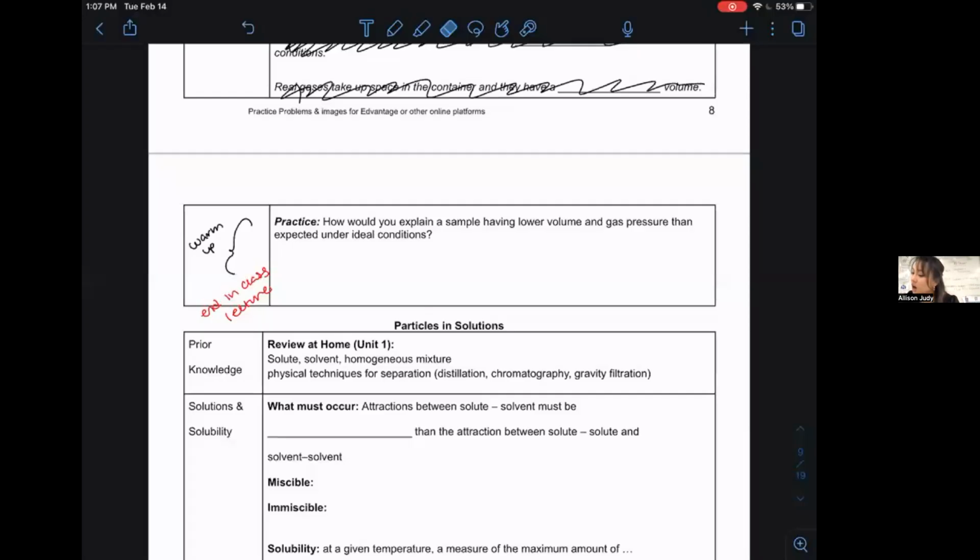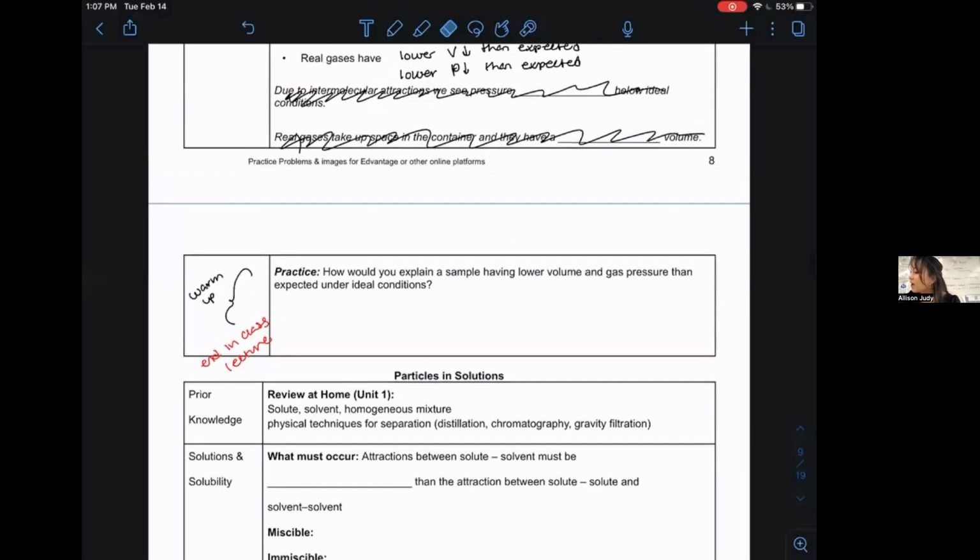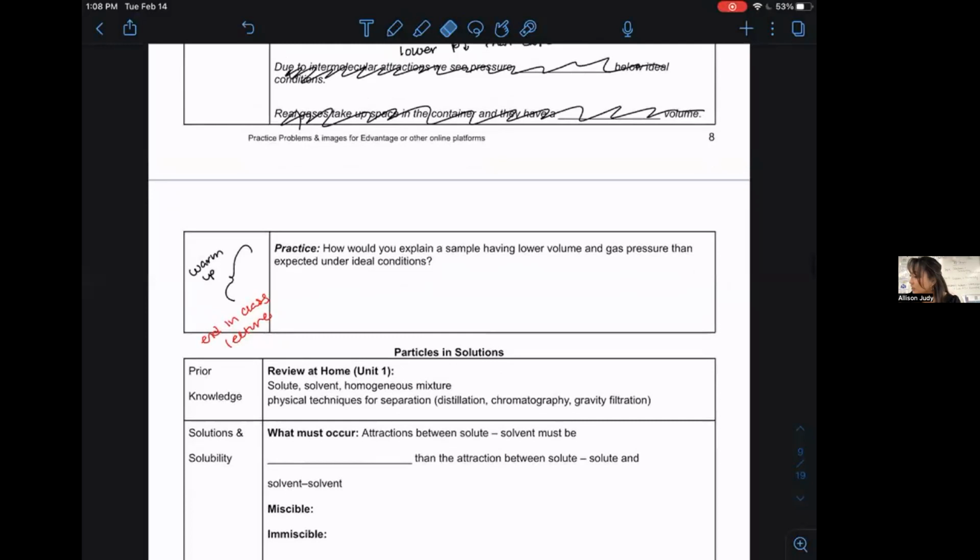Okay, so we left off yesterday. We're talking about IMF, ideal gases, kinetic molecular theory. And Emin, would you please explain to us this practice problem, which is, by the way, a common FRQ? Like, if we got data that was not what we expected, why might that be the case? So, Emin, what did you say?